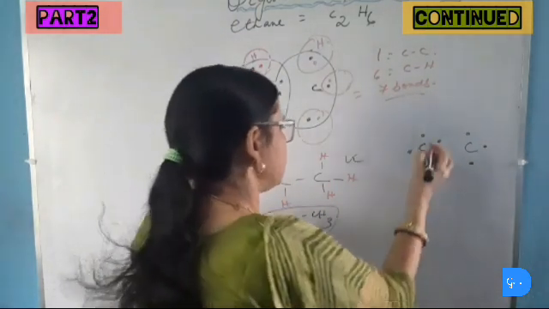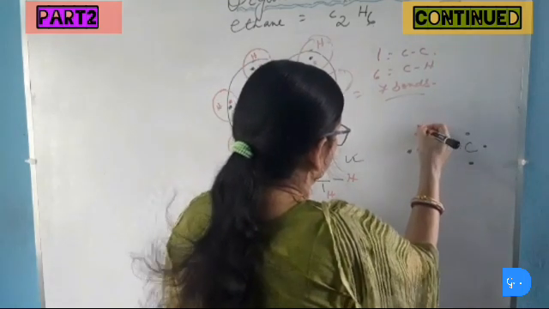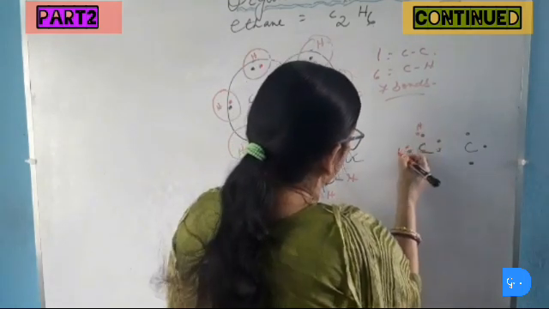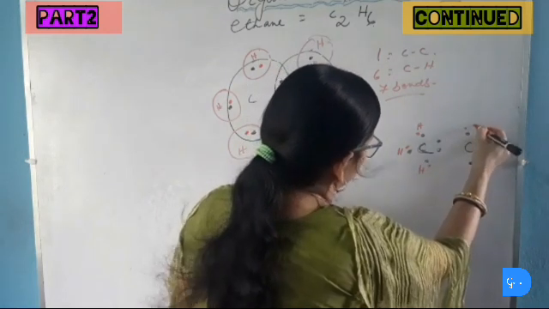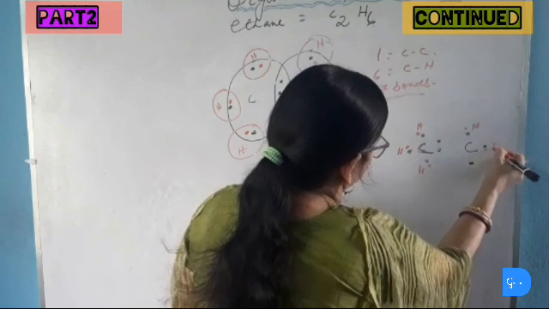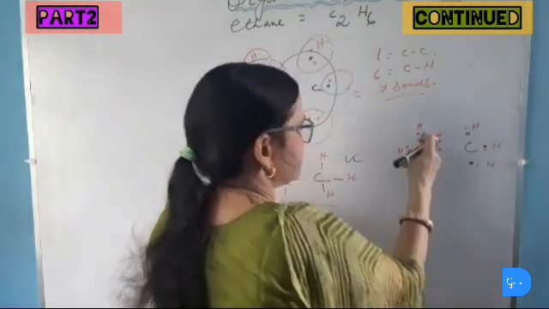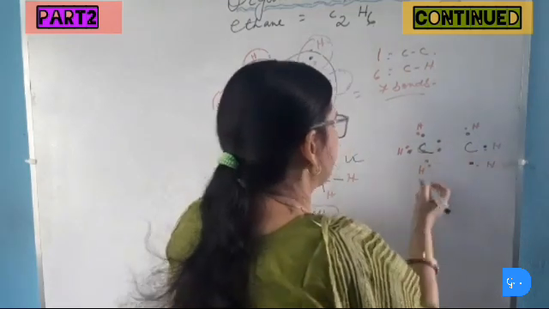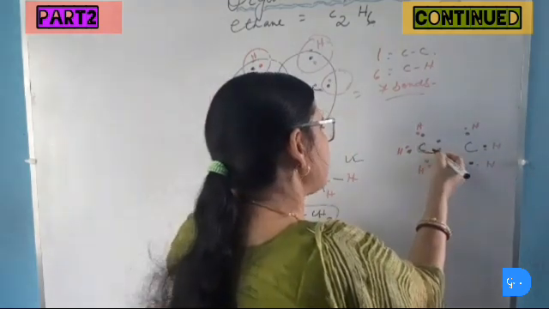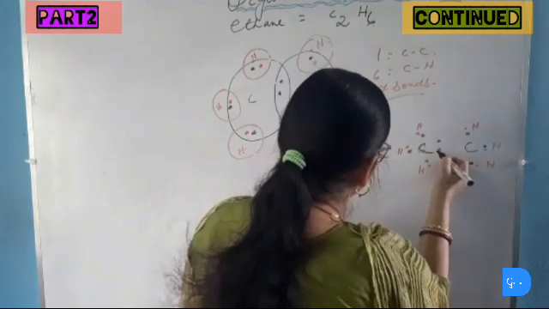And now hydrogen will combine with these electrons, so this will be hydrogen, here will be the hydrogen, hydrogen. So how many hydrogen are there? 6 hydrogen. And how many carbon atoms are there? 2 carbon atoms. And the electrons shared are 2. This carbon shares 1 electron and this carbon atom also shares 1 electron.